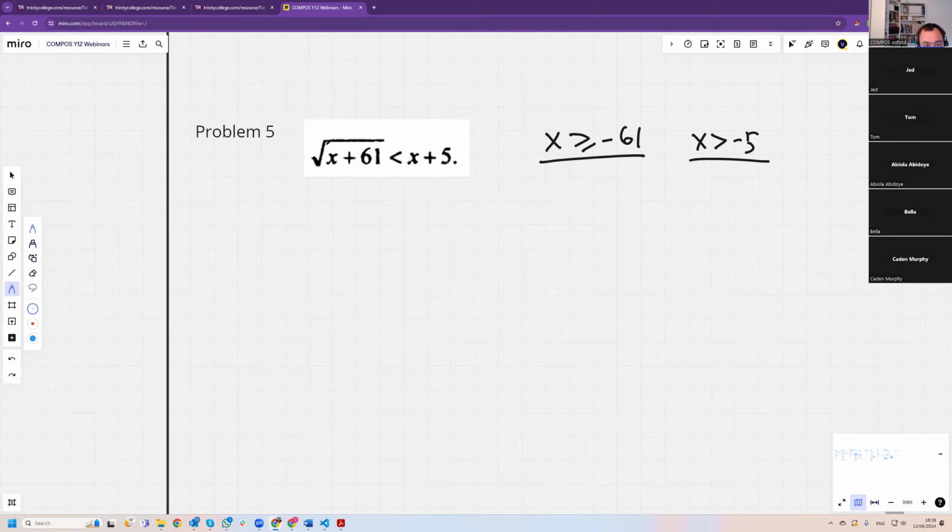But we can square it because we know that both sides are positive. Both sides are positive. So we can square it. Square both sides.